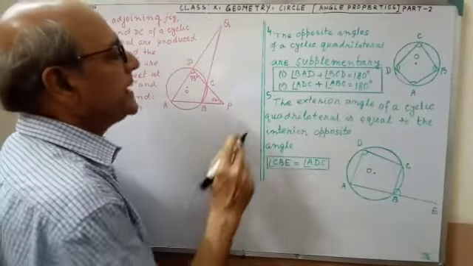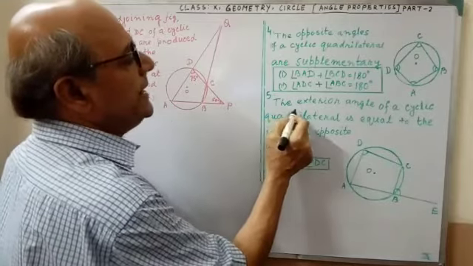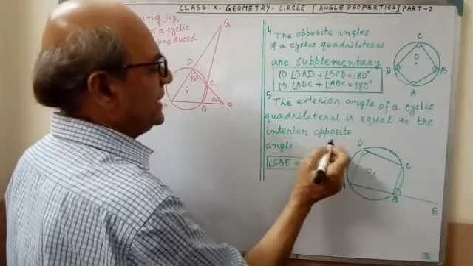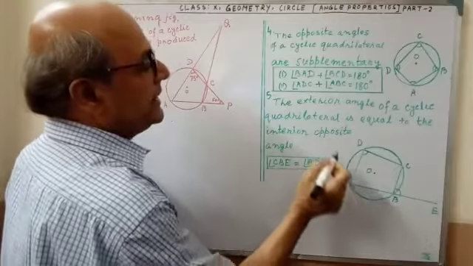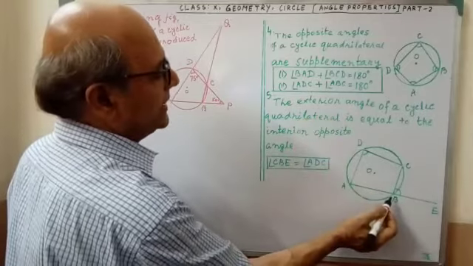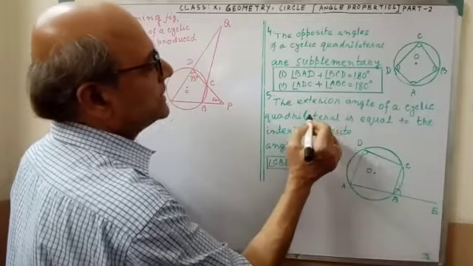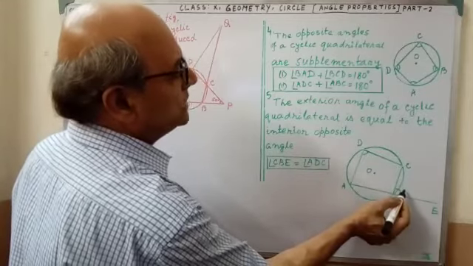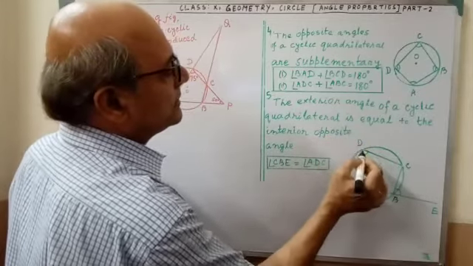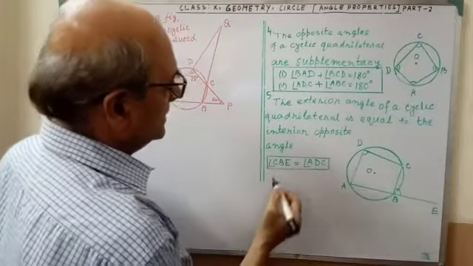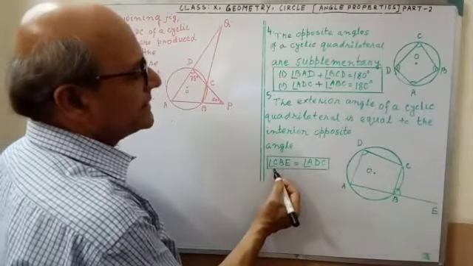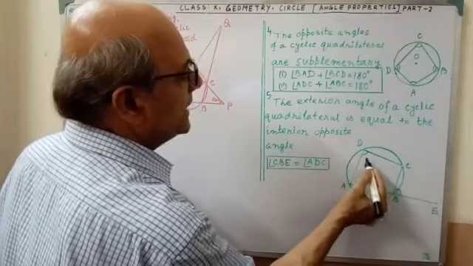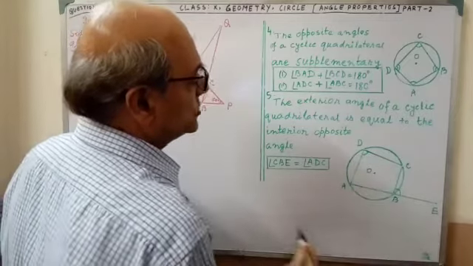And next, for today, the exterior angle of a cyclic quadrilateral is equal to the interior opposite angle. Here, exterior angle and interior angle. Exterior and interior are equal when the quadrilateral is cyclic. Therefore, conclusion, angle CBE, this is the exterior, equals ADC, the interior opposite angle.